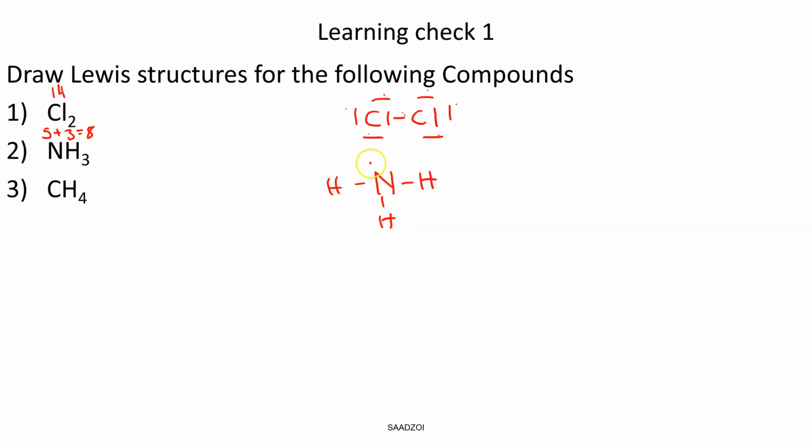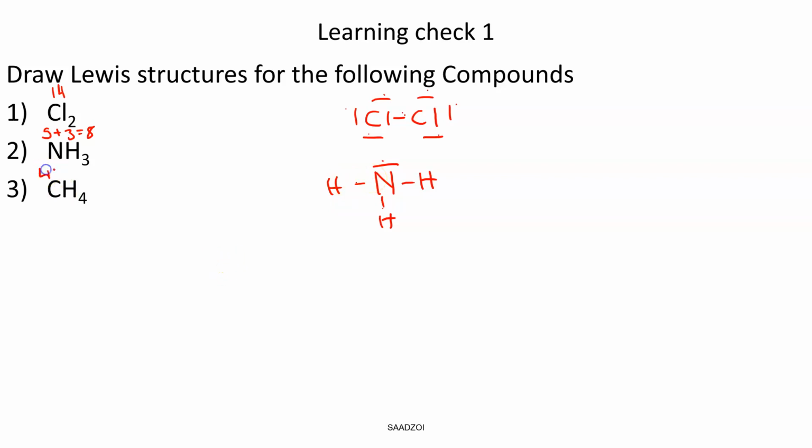I have 2 left. What do I do with it? Well, remember, according to our steps, if you have extras after you give everything that wants whatever it wants, you stick it off the middle. So that's it. So you have 2, 4, 6, 8 for nitrogen. That's what it wants. Each hydrogen has 2. You're good to go. You're done.